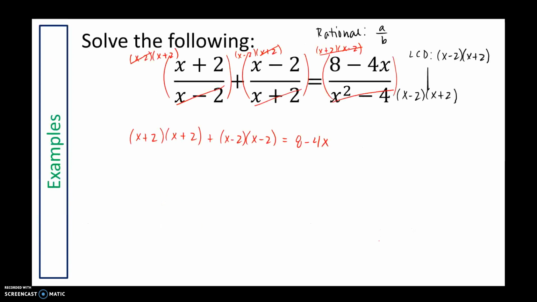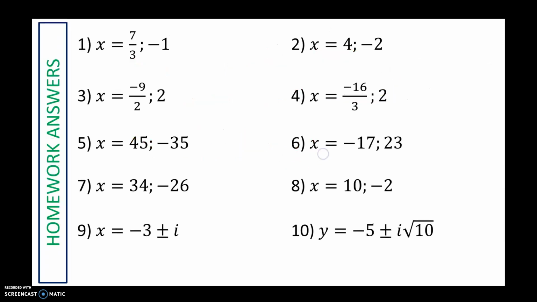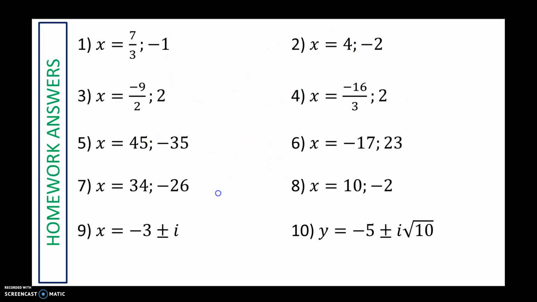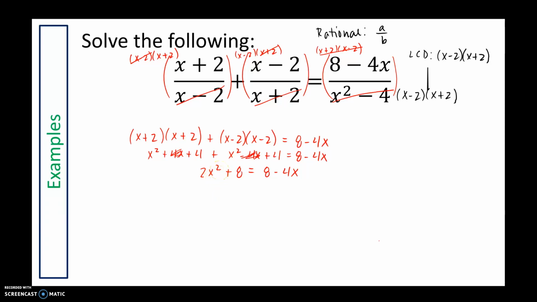Okay, so doing a little bit of multiplying here, I would get x squared plus 4x plus 4, and then plus x squared minus 4x plus 4. You can take the steps to multiply those binomials, and this would equal 8 minus 4x. All right, positive 4x cancels with negative 4x, combining like terms here. It's a quadratic. I have my x squared term, so now I'm going to move the terms to the left-hand side. I'm going to add 4x, and notice when you subtract 8, they cancel each other out.